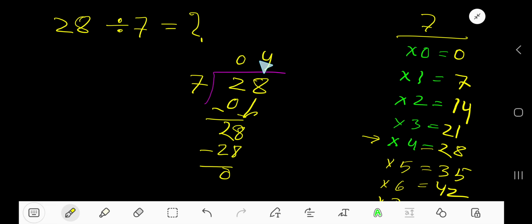This 0 doesn't have any value. It is situated on the left side of a digit. So 4 is your answer, or quotient.